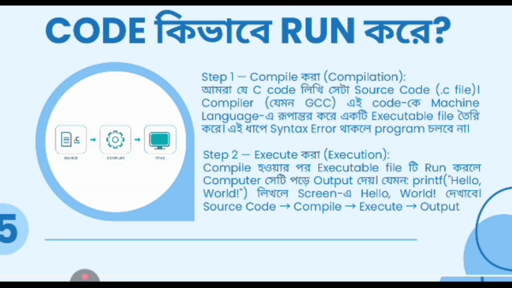Step 2, execution. Once compiled, we run the executable file. The computer reads it and gives us output. For example, if we wrote printf("Hello World"), the screen will show Hello World. So the flow is source code, compile, execute, then output.